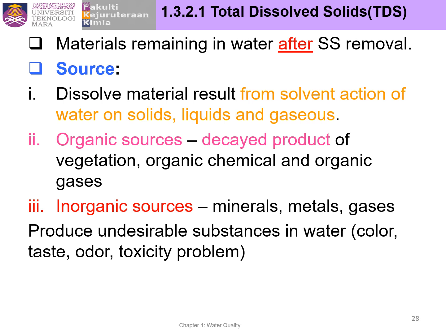The dissolved material results from the solvent action of water on solids, liquids, and also gases. It can also come from organic sources, where we have the decayed product from organic material. And it also can come from inorganic sources, for example, minerals, metals, and gases. These produce undesirable substances in water in terms of odor, taste, and so on.